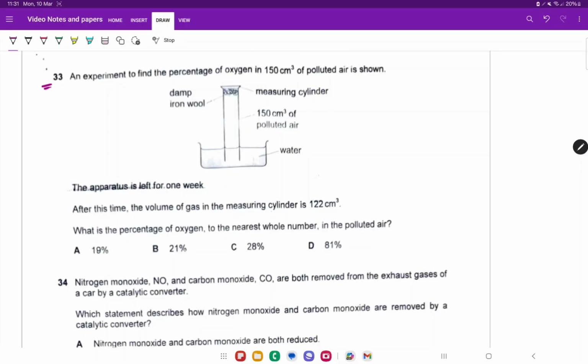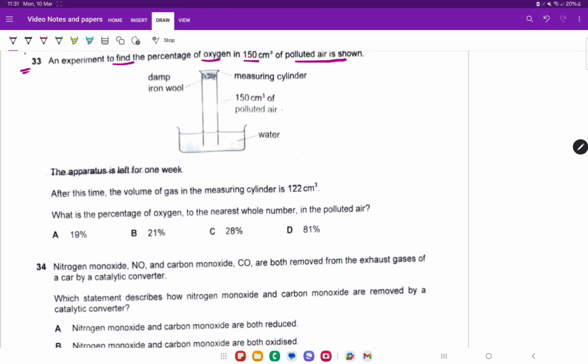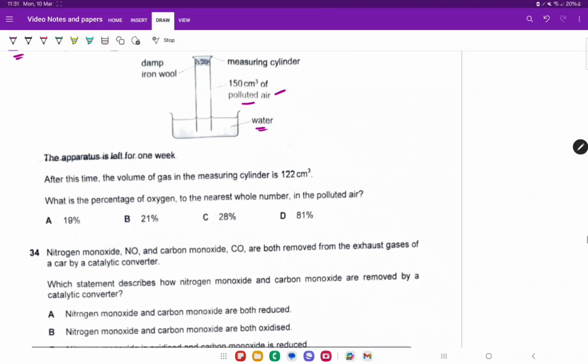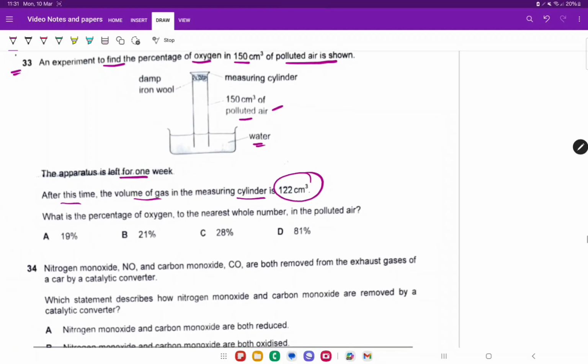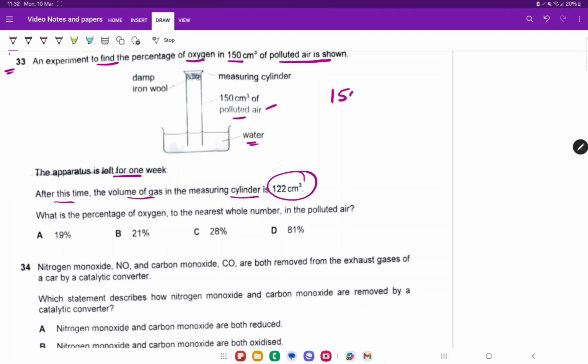Now question 33 says an experiment to find the percentage of oxygen in 150 centimeter cube of polluted air. We have damp wool, measuring cylinder, 150 centimeter cube of polluted air, and water. The apparatus is left for 1 week, and after this time, the volume of gas in the measuring cylinder is 122. Earlier it was 150. Now the decrease in volume is 150 minus 122. That comes out to be 28 centimeter cube. That is the decrease in volume.